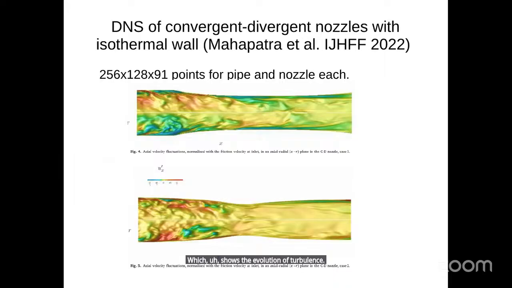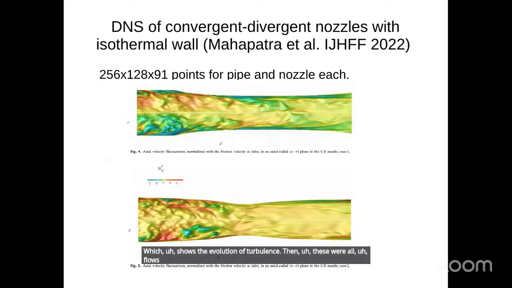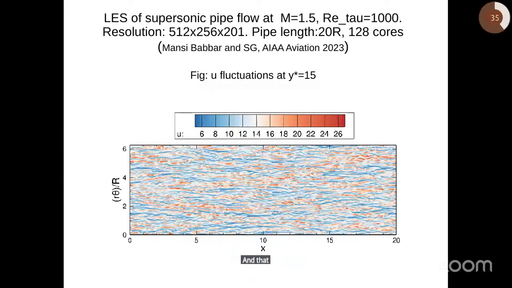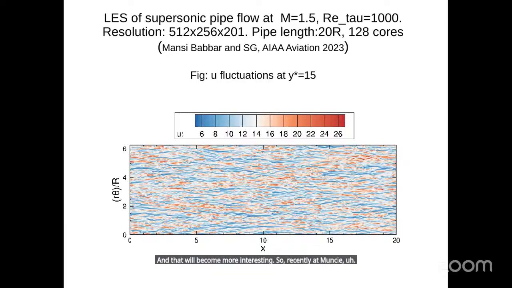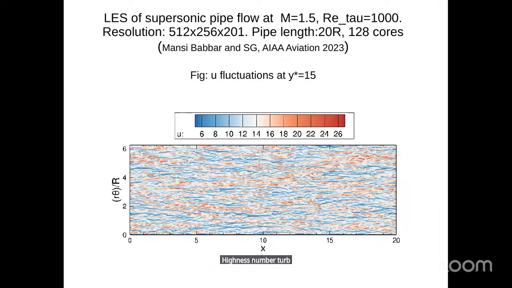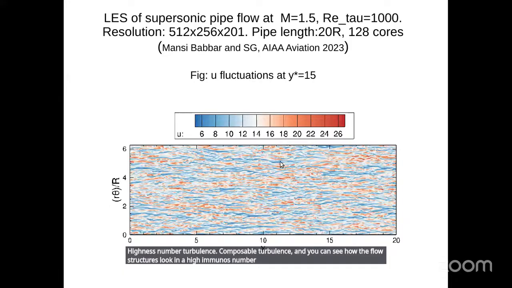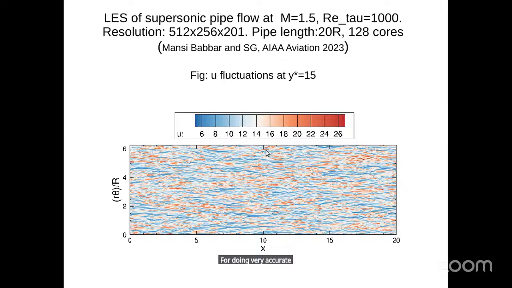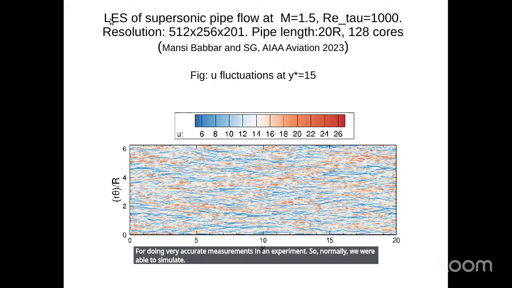Then these are all flows which do not have shocks. I will quickly come to the flows which have shocks, and that will become more interesting. Recently with Mansi, I have studied high Reynolds number compressible turbulence, and you can see how the flow structures look in a high Reynolds number turbulent flow, which makes it extremely difficult to do very accurate measurements in an experiment. Numerically we are able to simulate it, even with the LES.